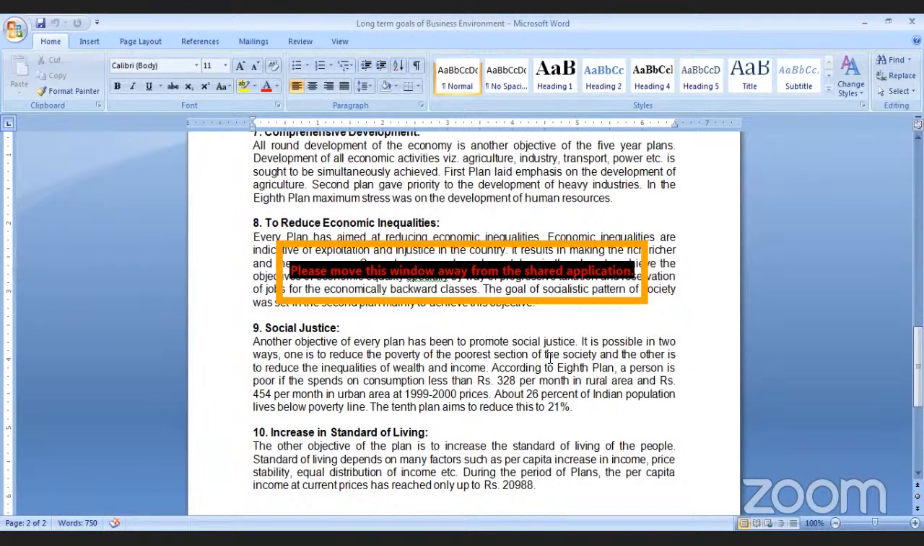Any doubt? You can ask me for one minute, so that I can go to the strategic implementation. Stop, and I will share strategic implementation. If you have any doubt on this, you can ask me. No doubt? Okay.